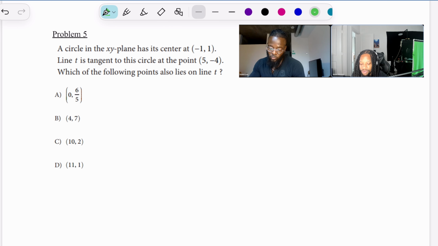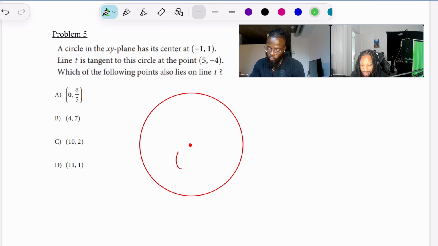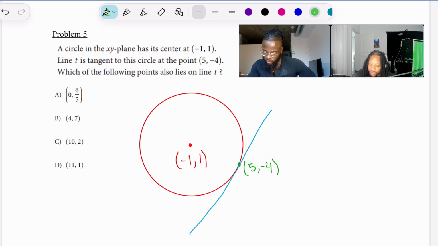When I did this problem at first, I did it on Desmos, but I feel like it would probably be quicker and more feasible if we were to just sketch what's going on, in my opinion. So let me try to do that real quick, just so we can envision what's happening. We know the center is at (-1, 1), and the point of tangency is (5, -4). So we're going to the right and we're going down. So let's just say it's right here. Tangent line, so let me just sketch that real quick. Doesn't have to be perfect, but which of those points is also on the line?